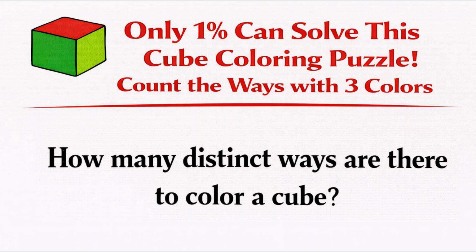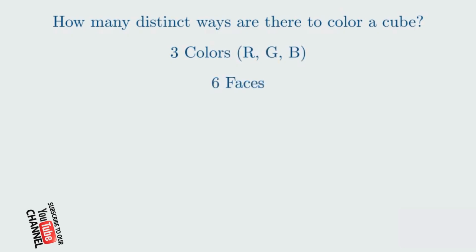Welcome back. Today, we're diving into a classic problem in combinatorics that brings together several powerful ideas. Our objective is to count the number of distinct ways to color a cube. We'll assume we have 3 distinct colors, say red, green, and blue, and we can use any of them for each of the cube's 6 faces. So, we have 3 colors and 6 faces on the cube.